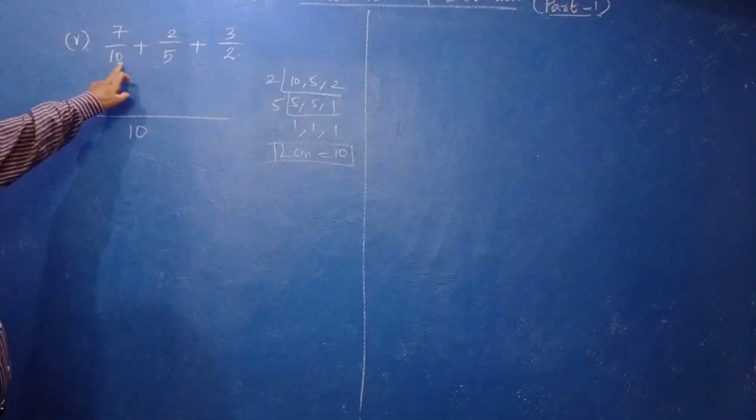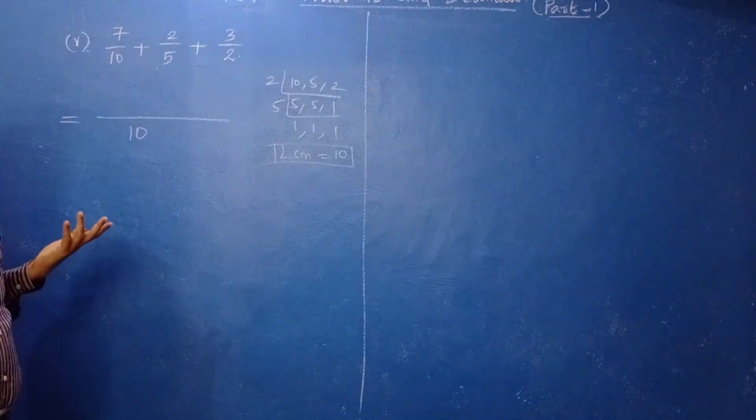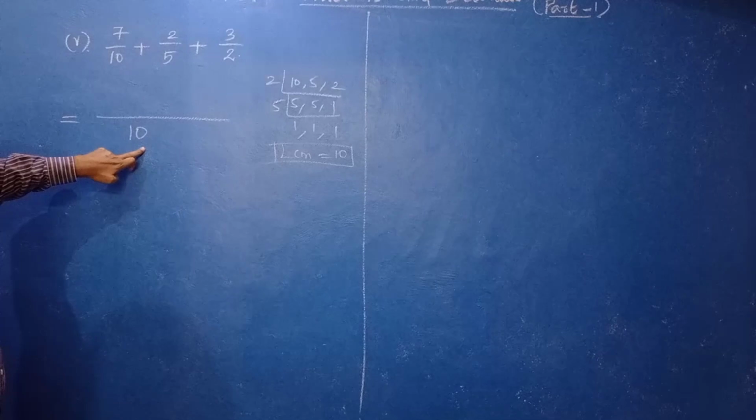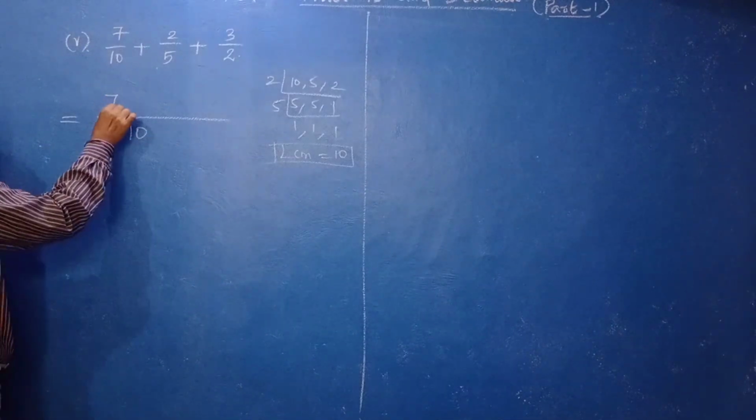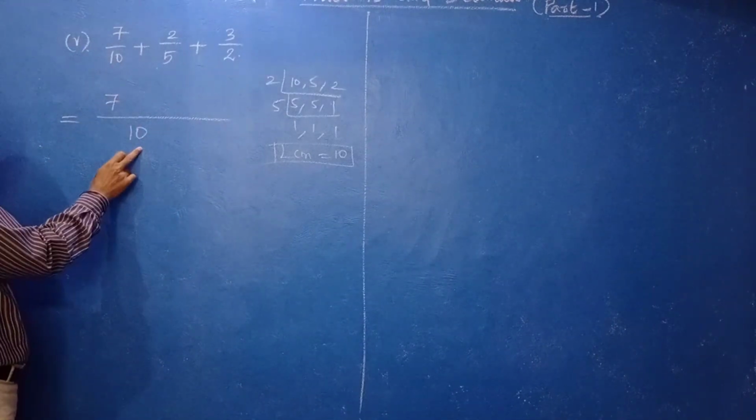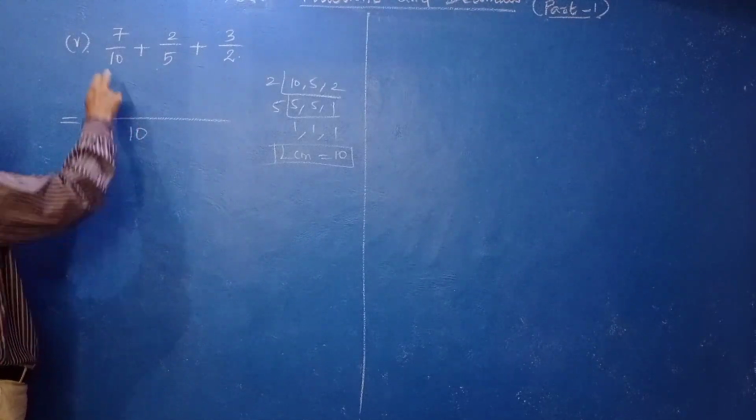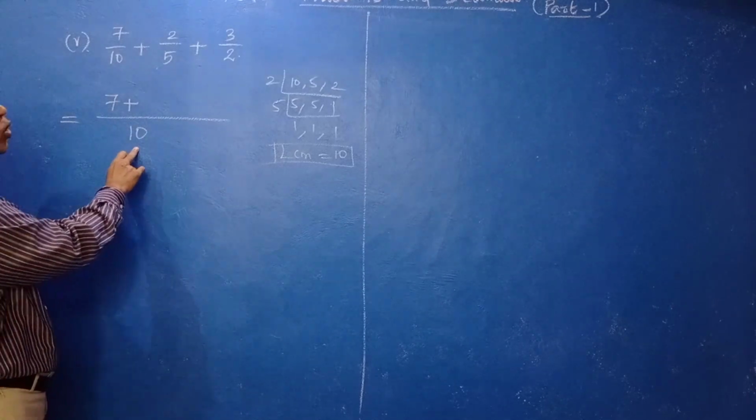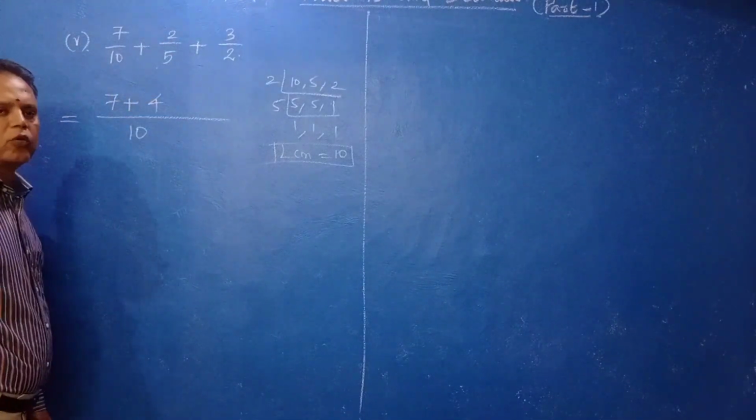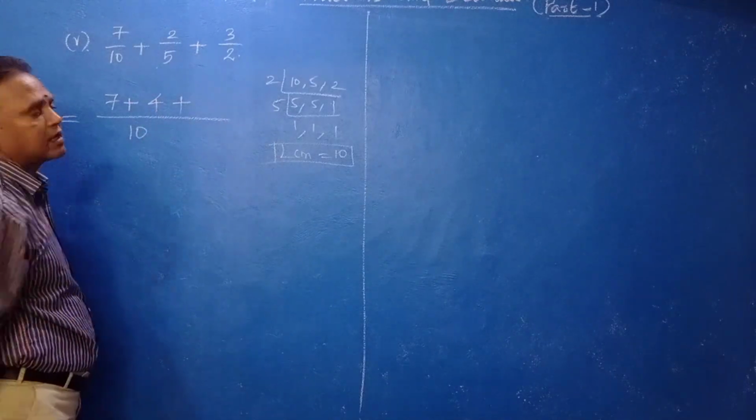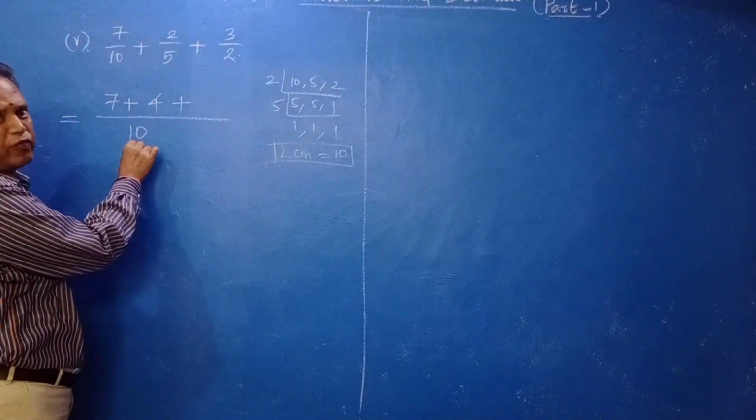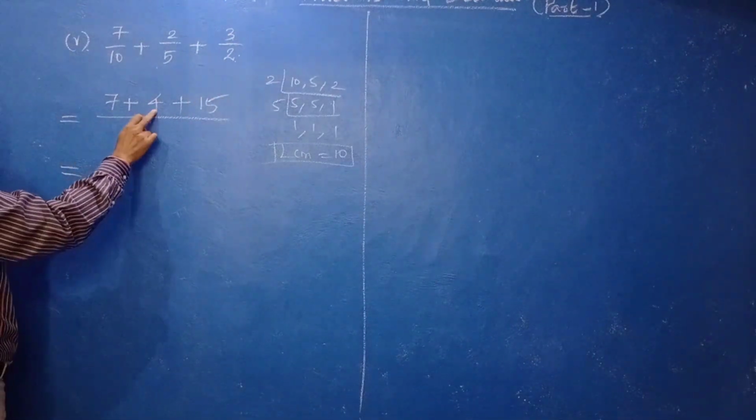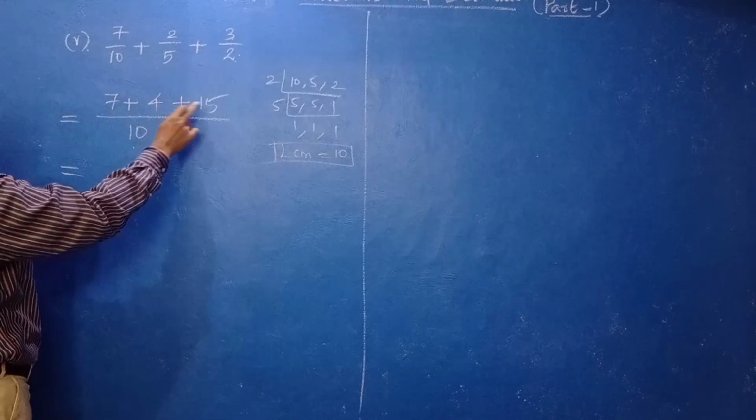Now you have to make the denominator the same. First, 10 you divide here, it is 1. Clear? So 1 into 7, 7. When you have the same denominator, here you write as it is. Then plus there means plus. Now this 5 will divide how much? 2. 2 into 2, 4. Again plus symbol there means plus. Now this 2 you divide, 10 by 2, 5. 5 into 3, 15. So here 11, okay, plus 15.